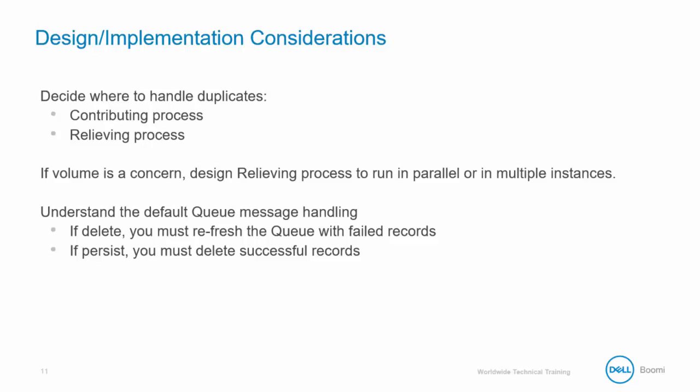If the queue deletes the messages after they are retrieved, then you will want to put failed records back into the queue. If the messages in the queue are persisted, then after those records are successful, you will need to delete them from the queue or they will process again at the next execution.